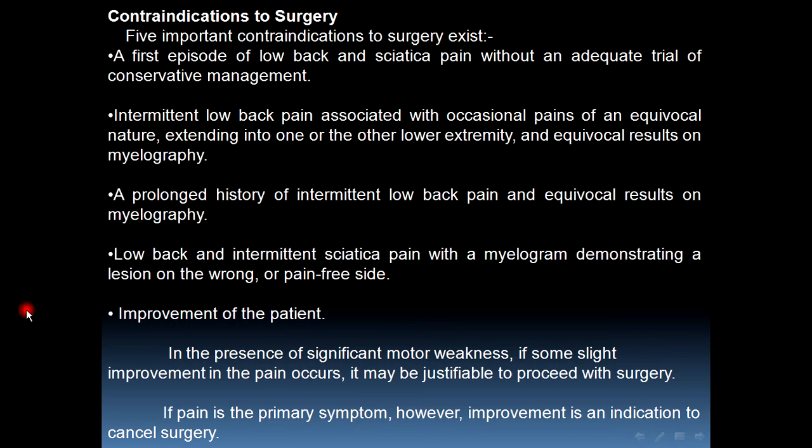So, as we have indications for surgery, we have contraindications for surgery. We have 5 important contraindications. A first episode of low back and sciatica pain without an adequate trial of conservative management. We have also intermittent low back pain associated with occasional pains of an equivocal nature extending into one or the other lower extremity, and equivocal results on myelography. We have also a prolonged history of intermittent low back pain and equivocal results on myelography. We have low back and intermittent sciatica pain with a myelogram demonstrating a lesion on the wrong or pain-free side.